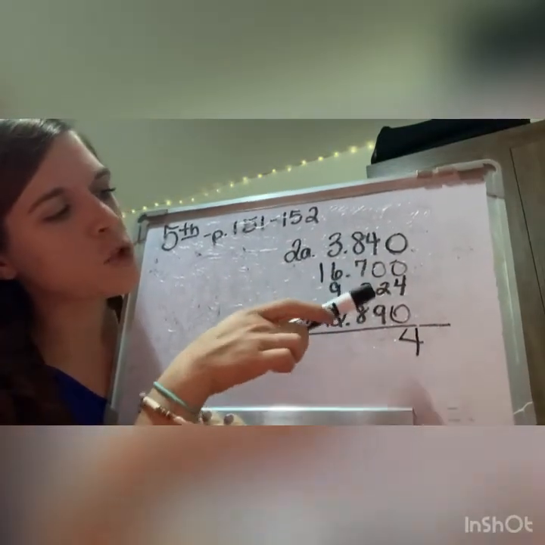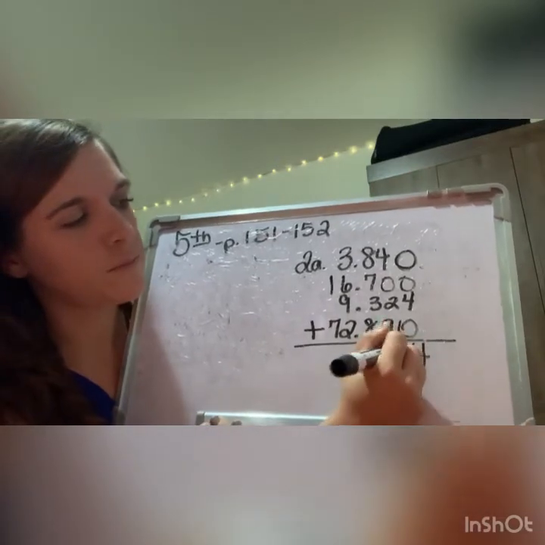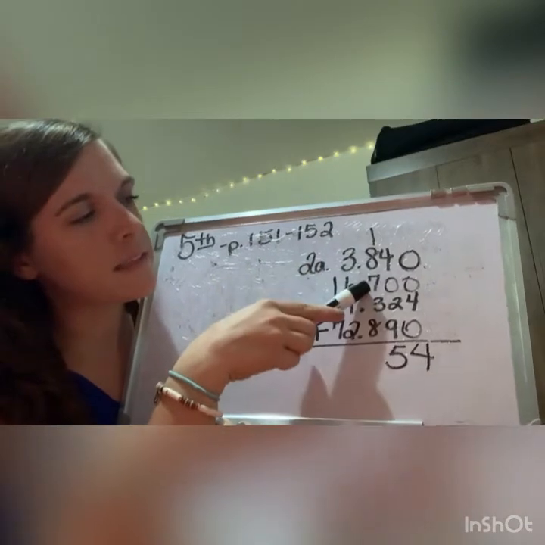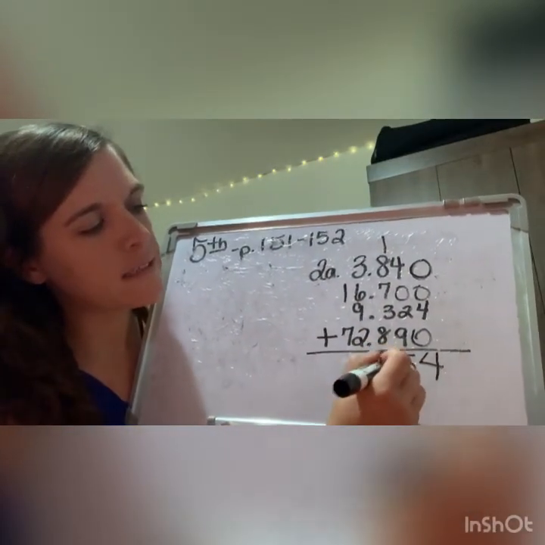4 plus 0 plus 2 plus 9 is what? 15. 1 plus 8 is 9. 9 plus 7 is 16. 16 plus 3 is 19. 19 plus 8 is 27.